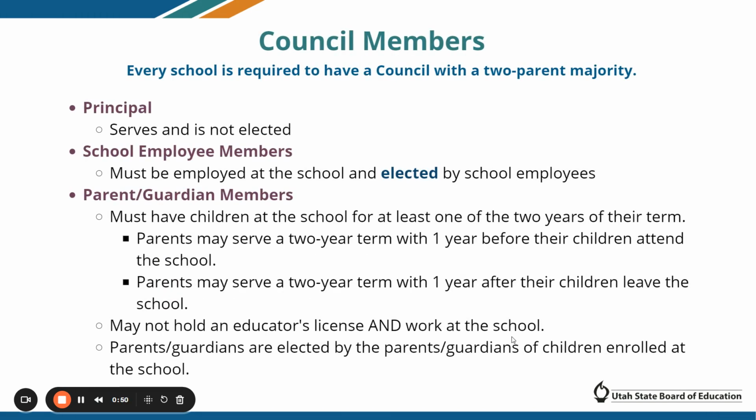The council members are as follows: the school principal, who is an automatic member and serves with voting rights without having to be elected. School employee members, who must be employed at the school and elected by school employees. If a school employee member is also a parent of a student at the school, they must serve as a school employee member. And parent or guardian members.